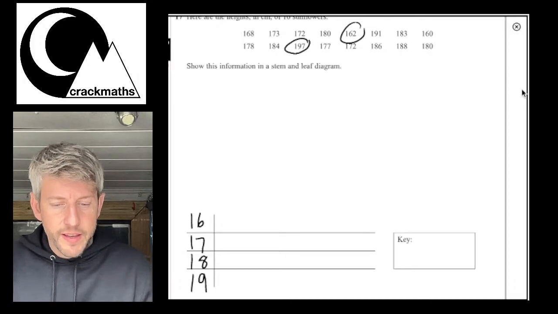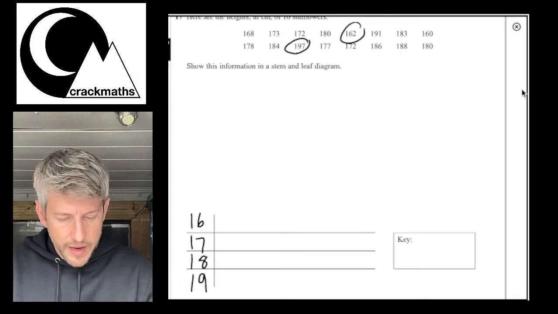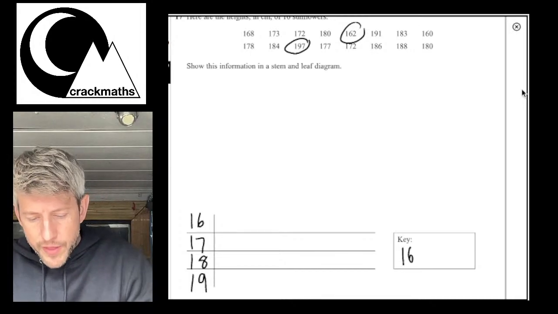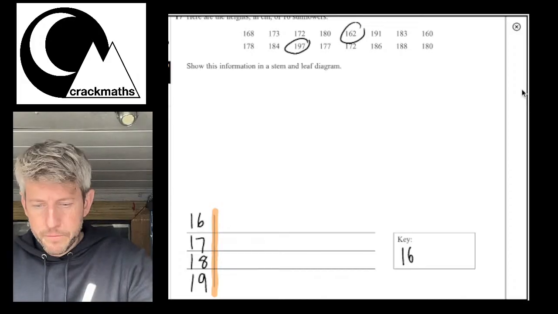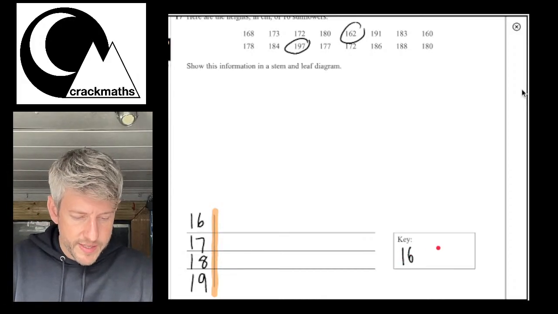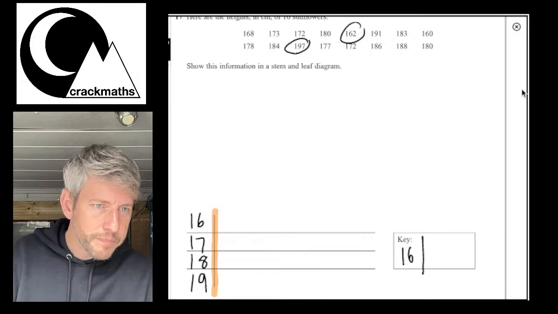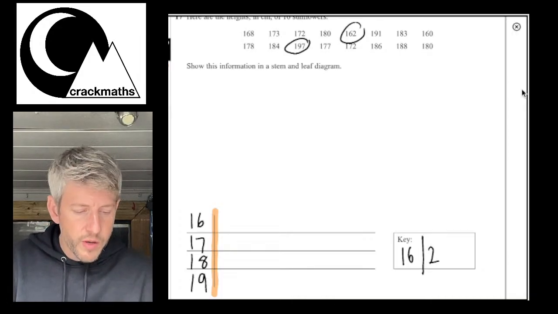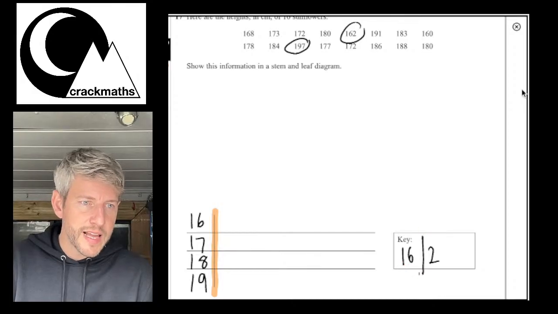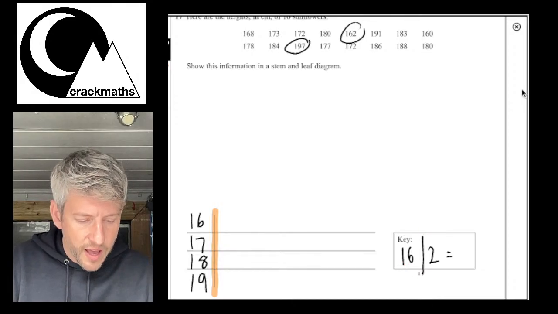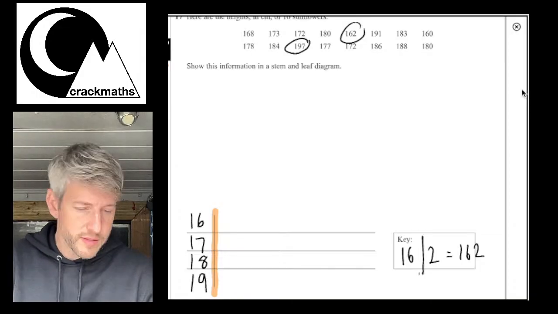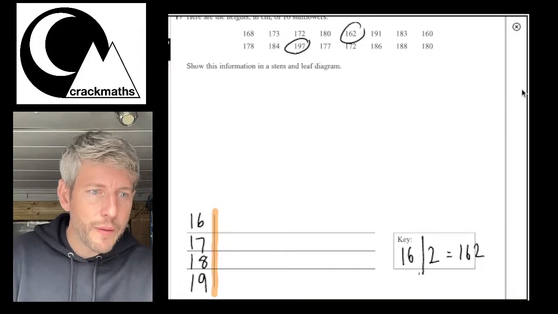Now, in my key, I'm going to use the 162. And I'm going to say 16. And then I'm going to draw a line that represents this line here. Okay? So if I've got 16 here, I'm going to put a line there, and then I'm going to put the digit. So 16|2 means 162. Okay, that's how the stem and leaf diagram works. So it's all based around this key.